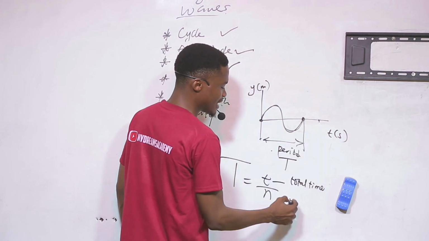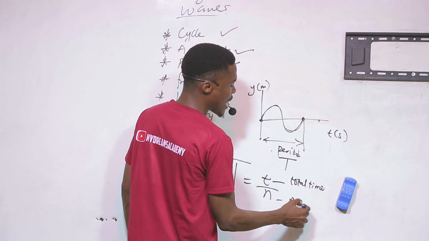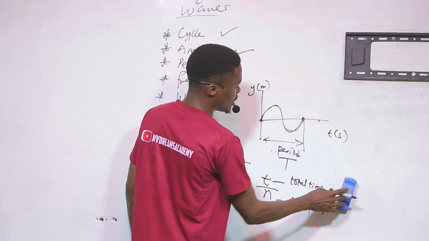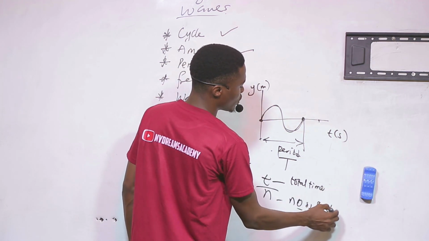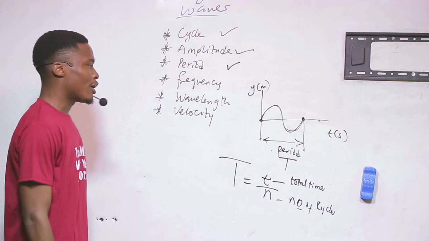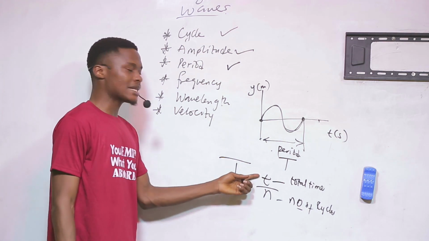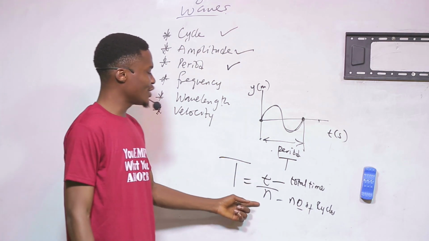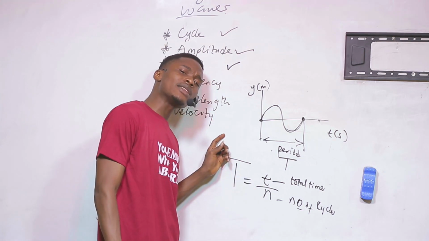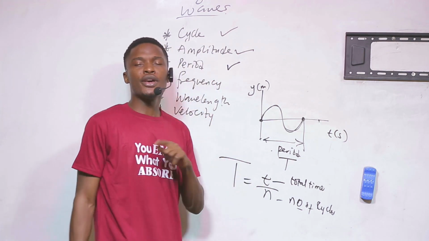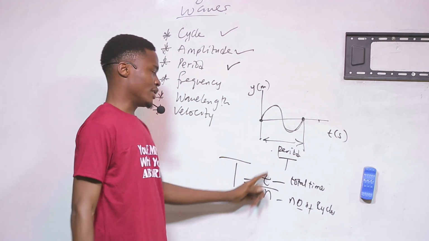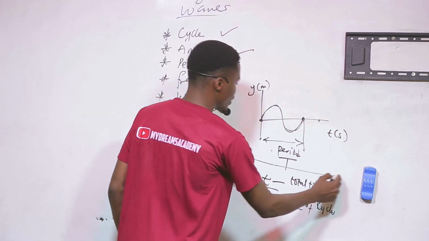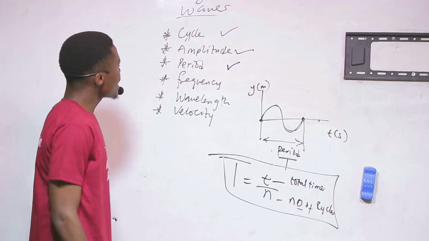That is what T represents. And N means the number of cycles. So if we know the total time taken for a wave to complete a given number of cycles, we can calculate the period of the wave using the mathematical relationship. Okay? So that is that.